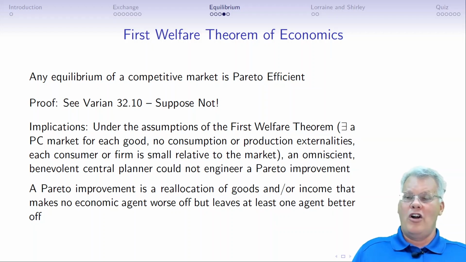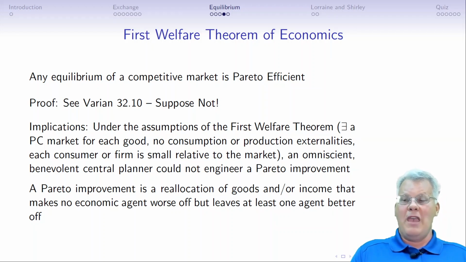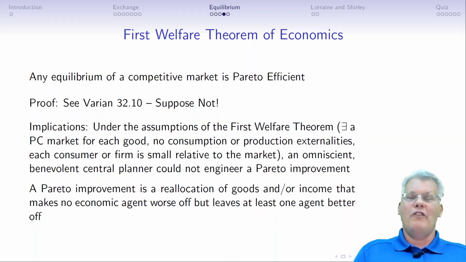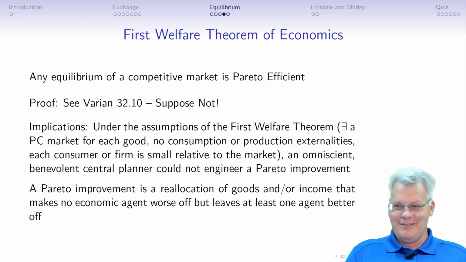So we've talked so far about an allocation being Pareto efficient, meaning that the only way to make one person better off is to make someone else worse off. A Pareto improvement is a reallocation of goods and or income that makes no agent worse off, but leaves at least one better off, right? So what the first welfare theorem of economics tells us then is that if an omniscient, benevolent central planner existed, right?